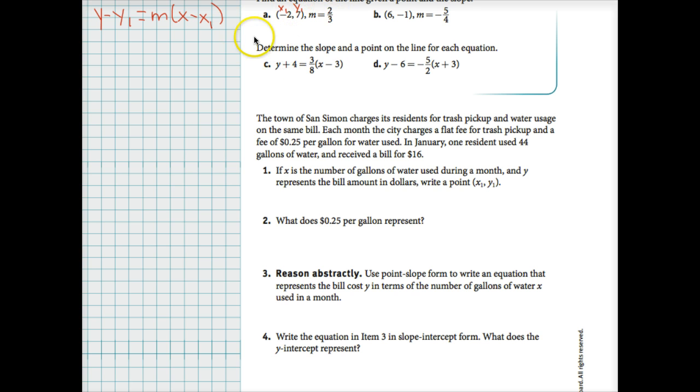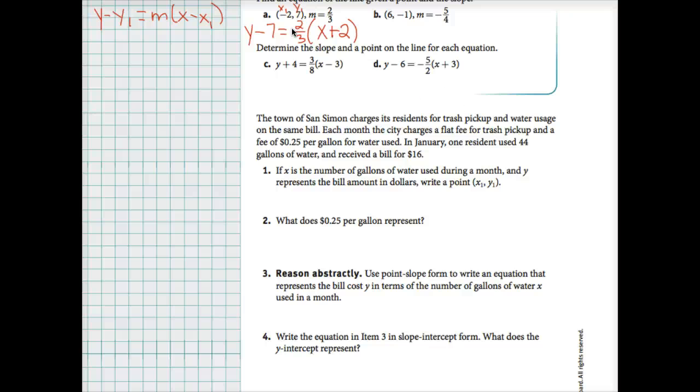My m, of course, is 2/3. So I'm going to write y minus y1, which is 7, equals m, which is 2/3, parenthesis, x minus x1. Remember, when you write minus -2, that becomes a plus. Now, if you don't see the plus immediately, you can certainly write minus -2 in your first step, but in your simplified answer, it does need to be a plus. So this would be our equation then for try these A, part A.